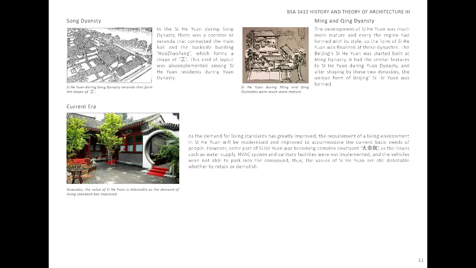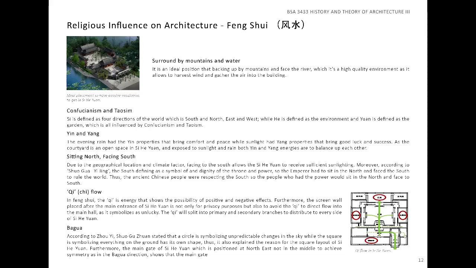Ming and Qing. 四合院 during the Ming and Qing dynasties were much more mature. The Beijing 四合院 was built during the Ming dynasty. It had similar features to 四合院 during the Yuan dynasty, and after being shaped by these 2 dynasties, the unique form of Beijing 四合院 was formed. Current era. Nowadays, the value of 四合院 is debatable, as the demand for living standards has improved. The living environment in 四合院 will be modernized and improved to accommodate the current basic needs of people. Religious influence on architecture, feng shui.